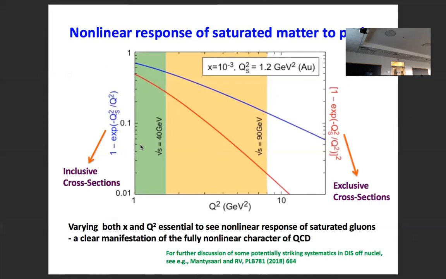So in particular, if you were to measure exclusive or diffractive cross-sections, you can see very striking systematics as you vary nuclear size and Q squared. And this would really be a reflection of the nonlinear character of QCD being manifest, that you see coherent scattering of strong gauge fields. And some of this has been discussed further in a relatively simple way, I hope, in a recent paper by Hiki Mansari and myself.